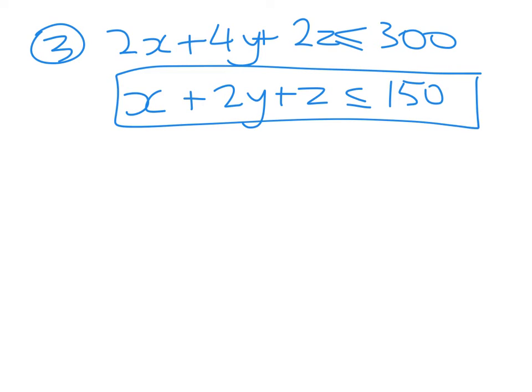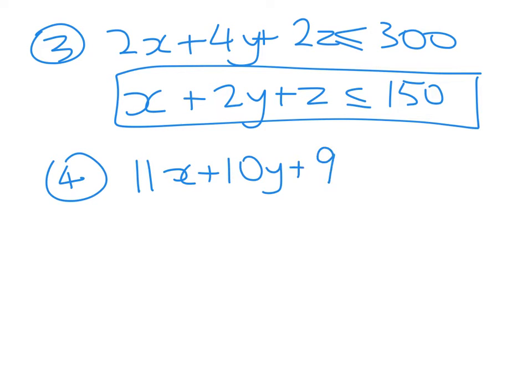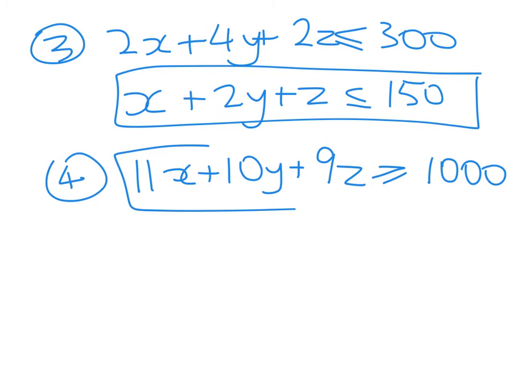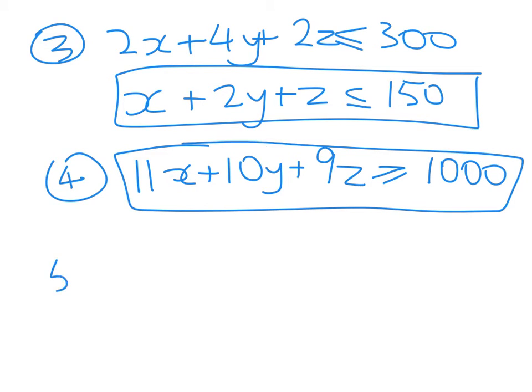There we go. Now, the next one we already had, 11x plus 10y plus 9z is greater than or equal to 1,000. So this is the constraint that the total amount they have to pack must be 1,000 or more. Right, so that's number 4. Can't simplify that, so we're fine.